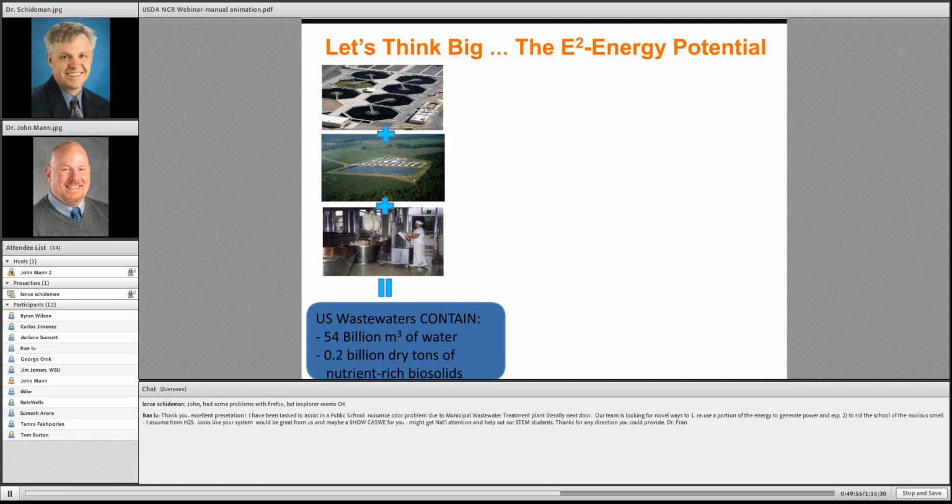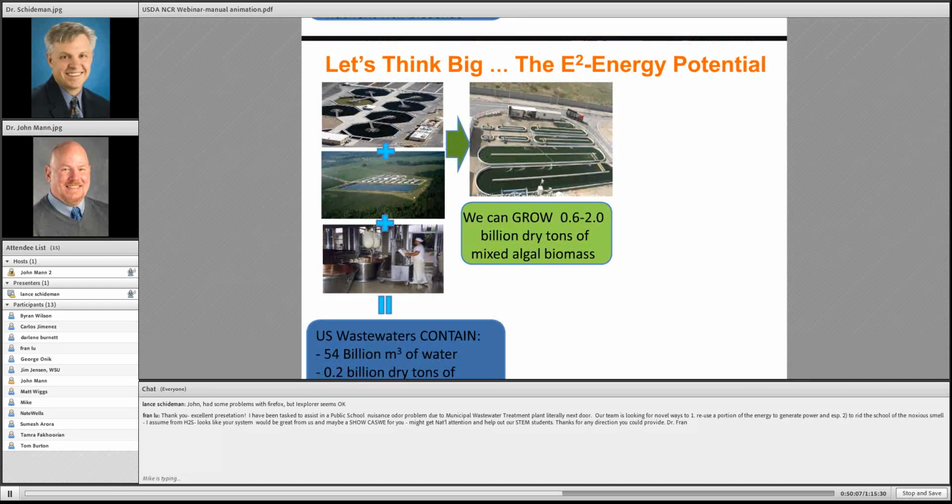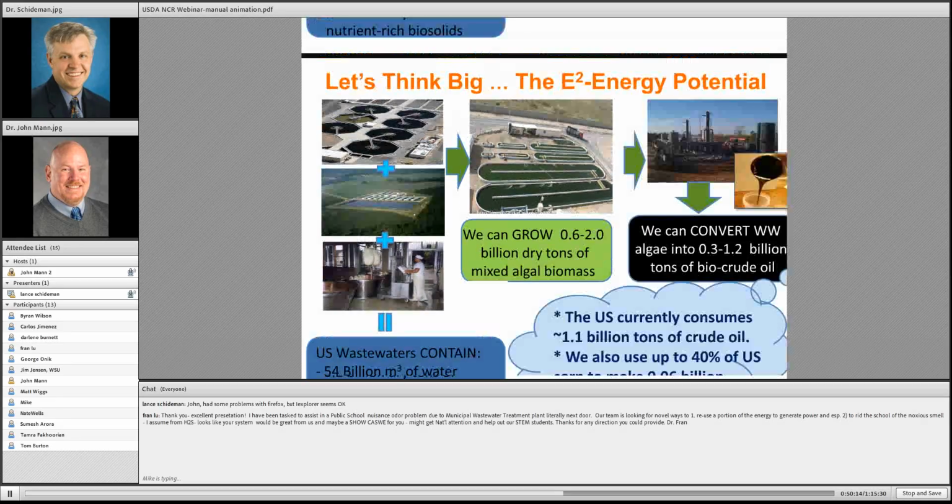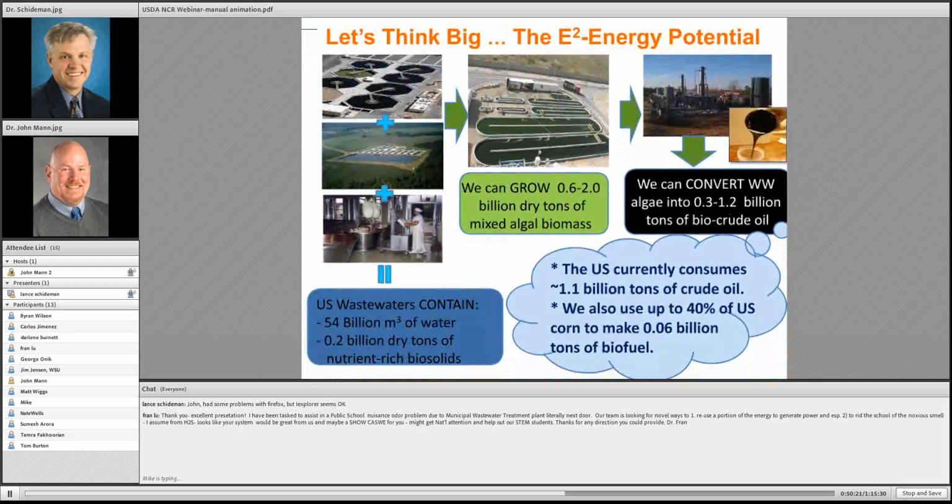And if instead of doing what we're doing today, which is just sort of treat it as a waste product and try and get it out into the environment as quickly as possible, you instead went ahead and produced algae, you could grow somewhere in the range of 0.6 to 2 billion tons of mixed algal biomass. And then if you were to convert that into oil via the liquefaction process, that would make between 0.3 and 1.2 billion tons of biocrude oil. So that's a big number.